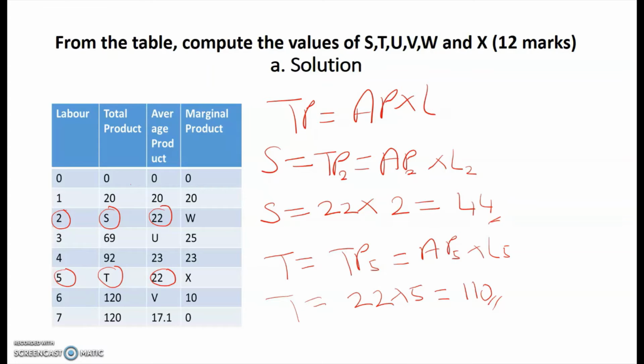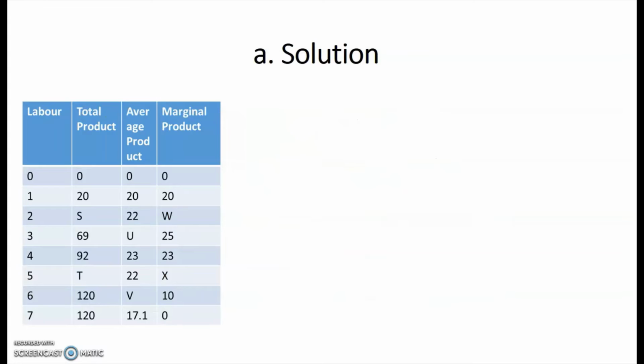Let's move to the next value, which is U. Now in calculating for U, it's in the third column, which happens to be the average product. So we have the calculation of U and then V in the average product. So we are asked to calculate for the average product. Now the formula for calculating the average product, AP, will be equal to the total product over labor.